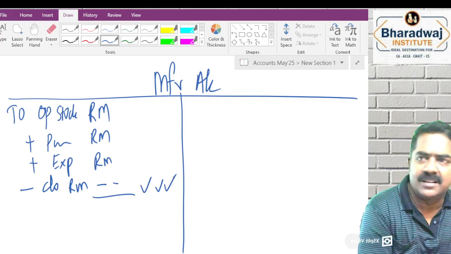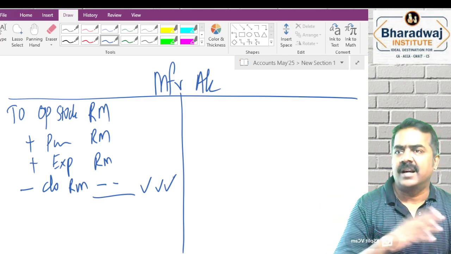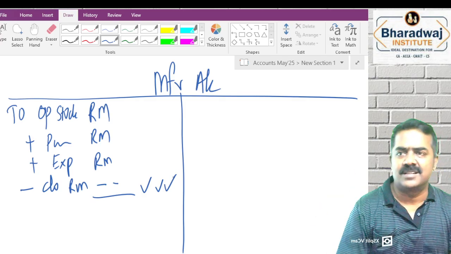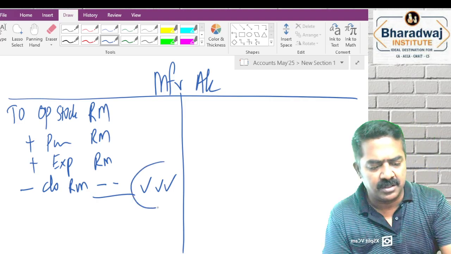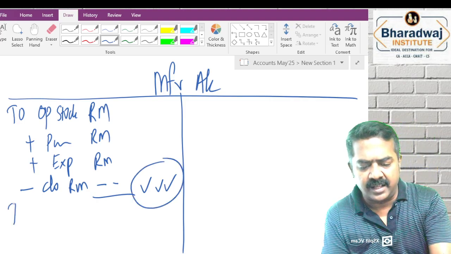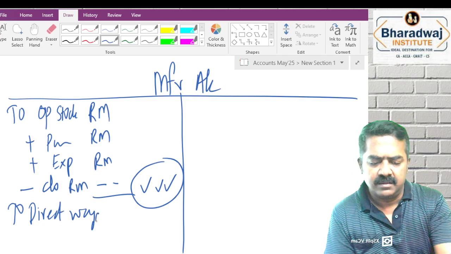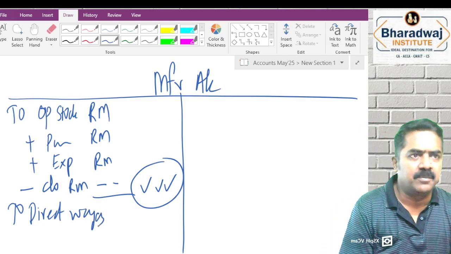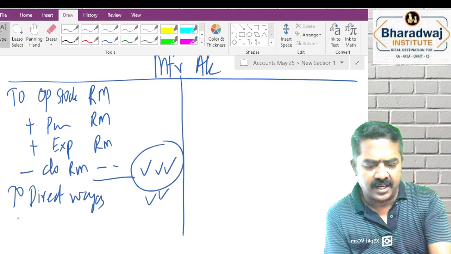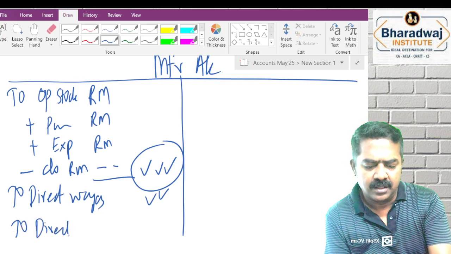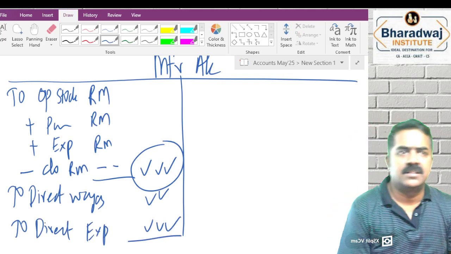Opening stock of raw material that is there in the godown, plus all purchases of raw material, plus expenses relating to raw material like carriage inwards, handling expenses, loading and unloading charges, minus closing stock of raw material that is not consumed. So whatever is consumed is taken here. Then they add direct wages. What do you mean by direct wages? Wages incurred in the main production process. Then they also charge direct expenses. This is called prime cost.